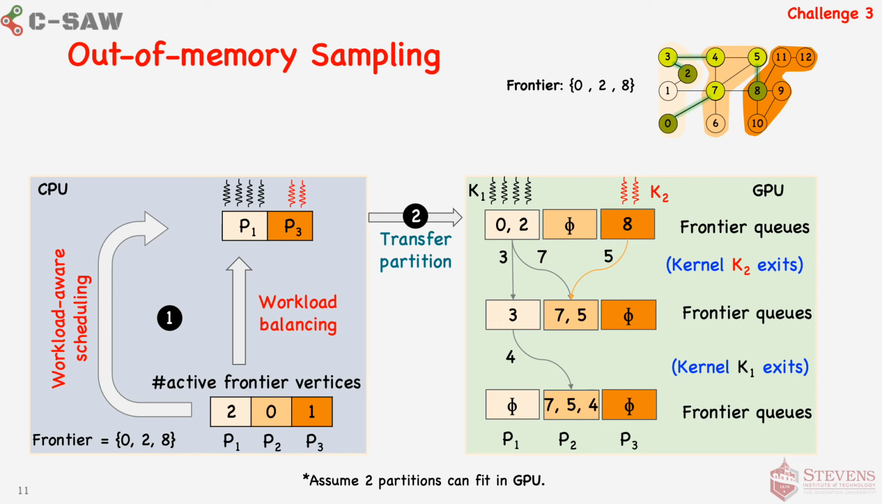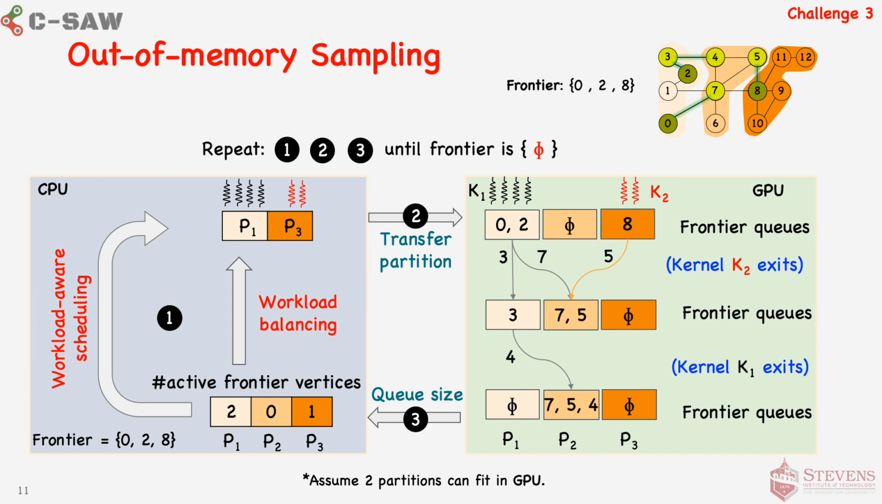In the next round, only P1 is sampled, which results in the addition of one frontier vertex in P2, and sampling terminates for P1. As sampling for both P1 and P3 has terminated, one iteration is completed with 3 vertices in the frontier queue of P2. For determining next partitions and resource allocation, the queue size for each partition is passed to the CPU side. We repeat this process until the frontier is empty. With this out of memory sampling, we address challenge 3.